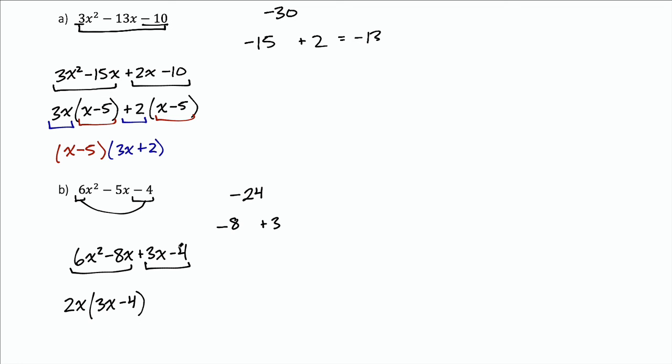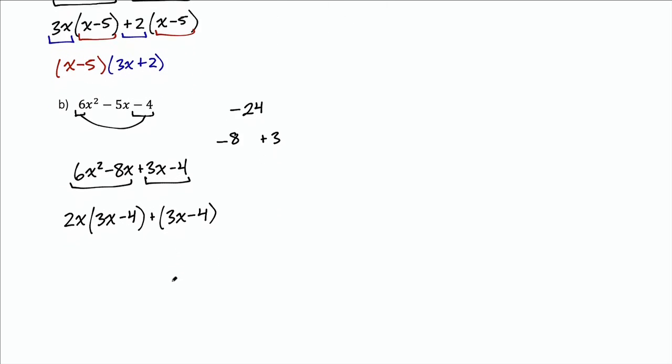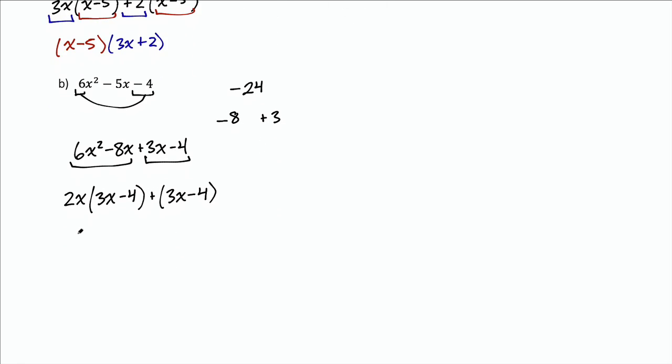And from the second group, there's nothing in common. I am going to write it in parentheses, though, just so that we can see more easily that same factor that we can pull out. Okay, so now we're going to go ahead and pull out the 3x minus 4. And when we pull that out, we're left with the 2x, and then plus a 1 right here, so plus 1. And there's our factored form for our quadratic.